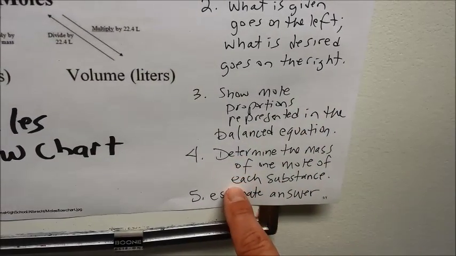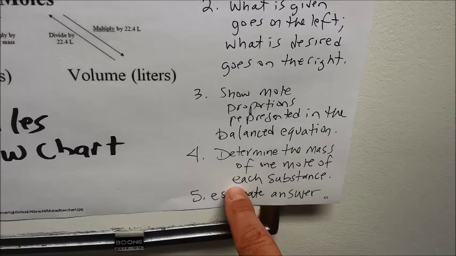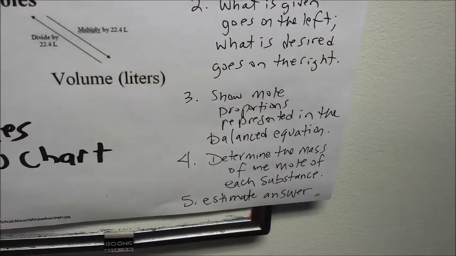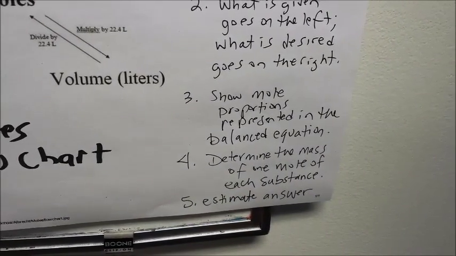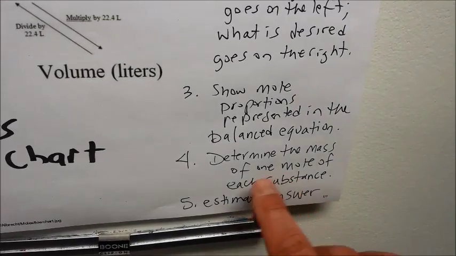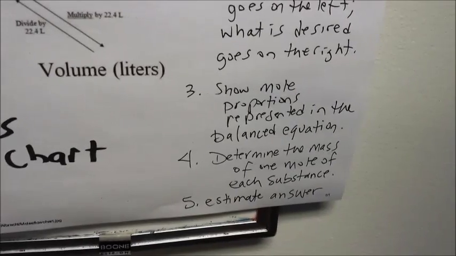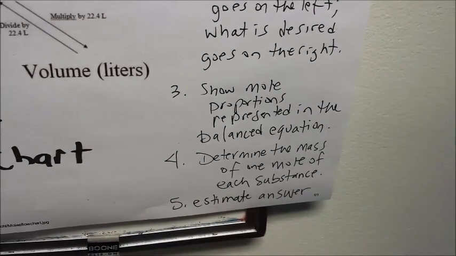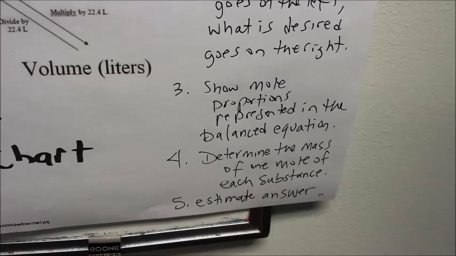Step number 4, determine the mass of 1 mole of each substance, comes into play in the second and fourth step, especially if we're going from grams of one substance to grams of another. And number 5, estimate the answer. This is just good practical science.